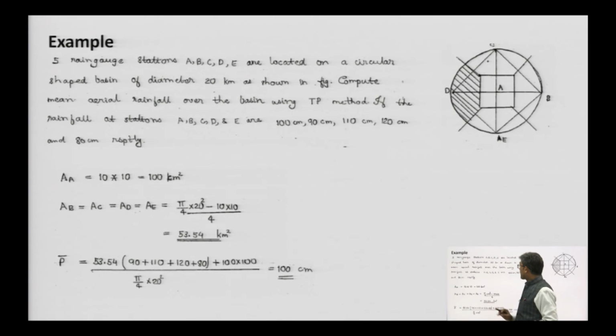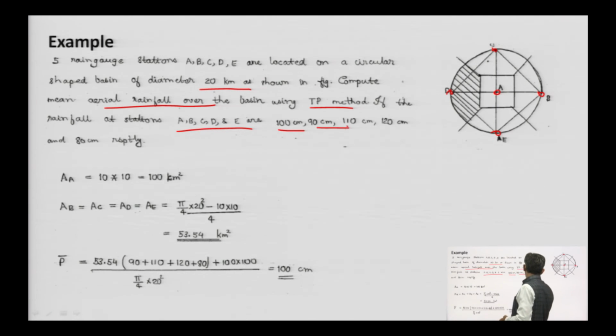Similarly, this is another example. In this example, station A, B, C, D, E. These are 5 stations, shaped basin diameter 20 kilometer as shown in figure. Compute the mean areal rainfall over the basin using the Thiessen polygon method, if the rainfall at the stations are 100, 90, 110, 120 centimeter and 80 centimeter respectively.